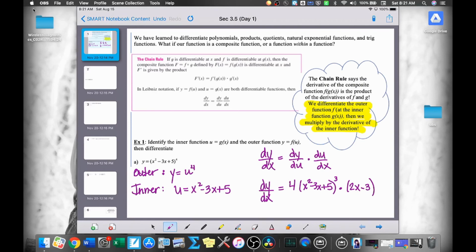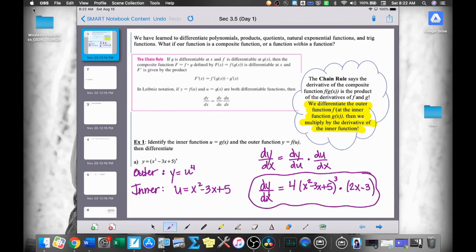And again, I could write this as dy dx equals, or I could write this as y prime equals. You could rearrange this. You could put the 2x minus 3 right after the 4 and before the trinomial cubed, but it doesn't really matter. The answer is the answer.